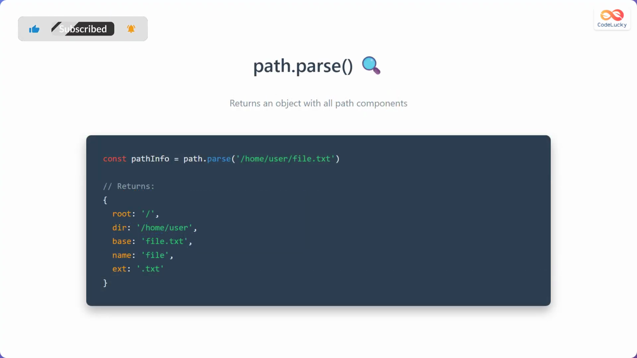The path.parse method returns an object with all the path components. This object includes the root, directory, base name, file name, and extension. For the path /home/user/file.txt, the returned object would contain root as /, directory as /home/user, base as file.txt, name as file, and extension as .txt.